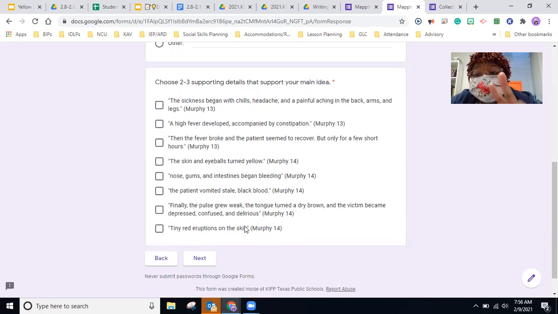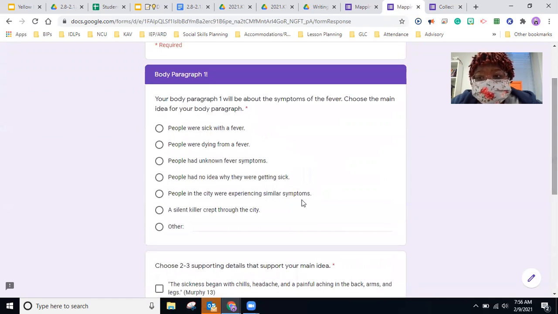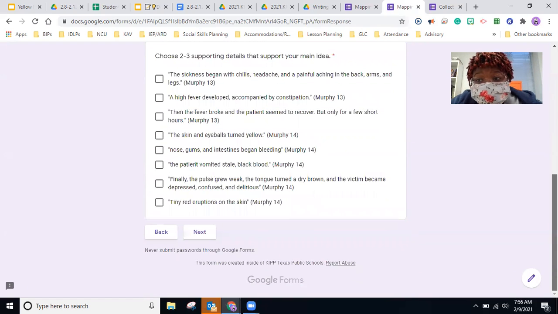So you must choose 2, you can choose 3 if you want to, of these quotes to support your essay and support your main idea. There is no right or wrong answer here. You can choose whichever ones you want to.